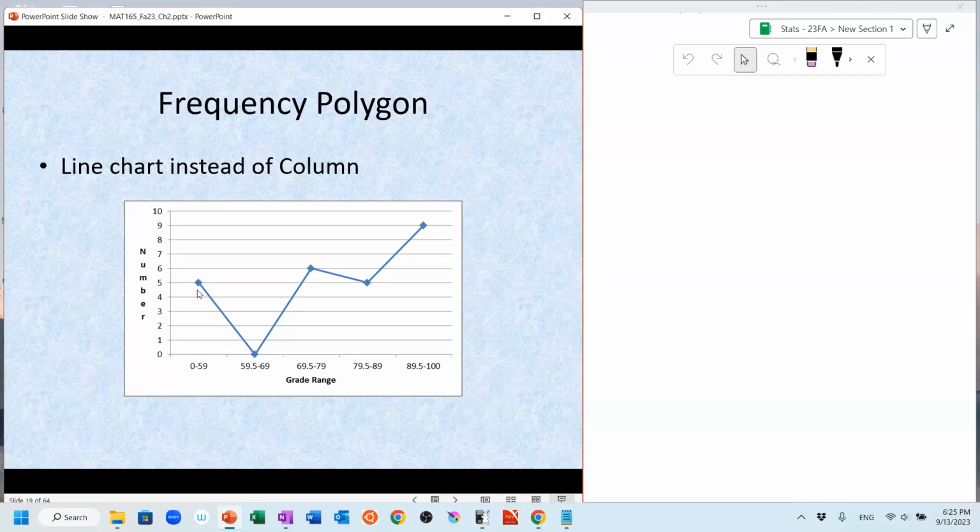We put a dot above 0 to 59 at height 5, a dot at height 0 in the 59.5 to 69 class, and so on. And then we just connect the dots with a line. Why might we want to use a line chart instead of, say, a histogram?